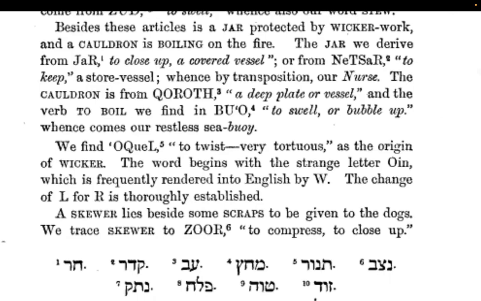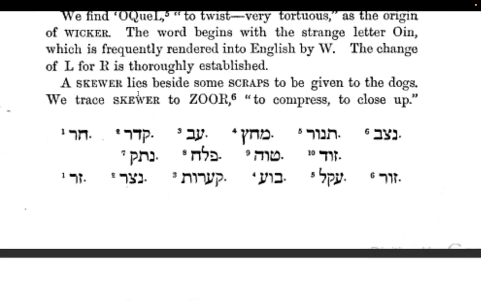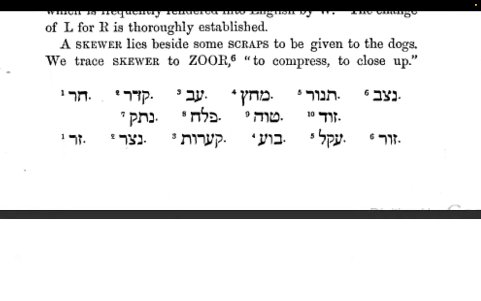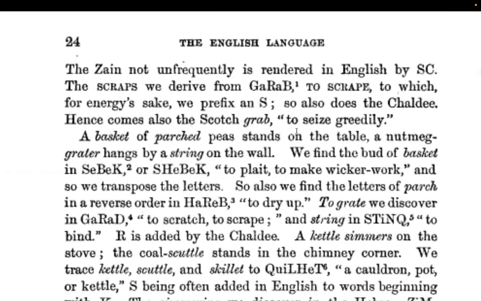A skewer lies beside some scraps to be given to the dogs. We trace skewer to zor, to compress, to close up, and that zor is zayin vav resh. The zayin not unfrequently is rendered in English by CS. The scraps we derive from garab, to scrap, to which, for energy's sake, we prefix an S. So also does the Kasdim. Hence comes also the Scotch grab, to seize greedily.